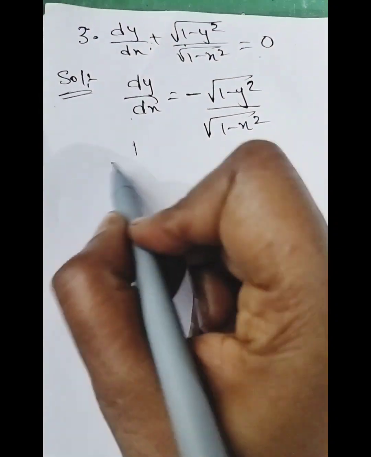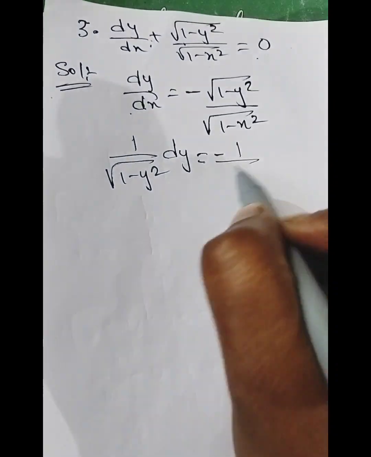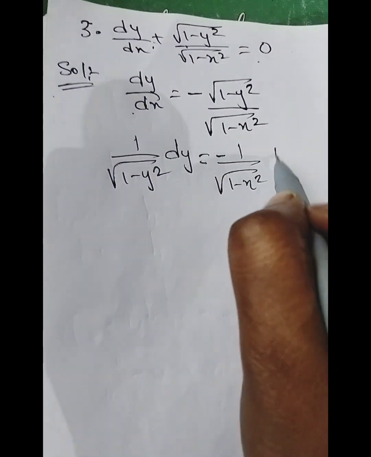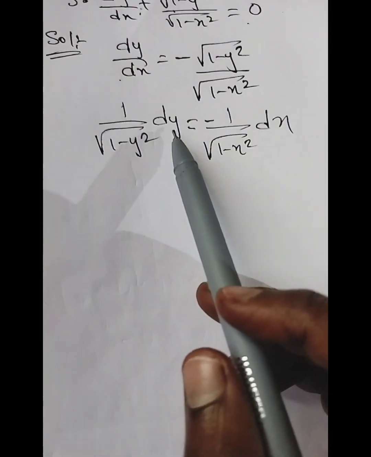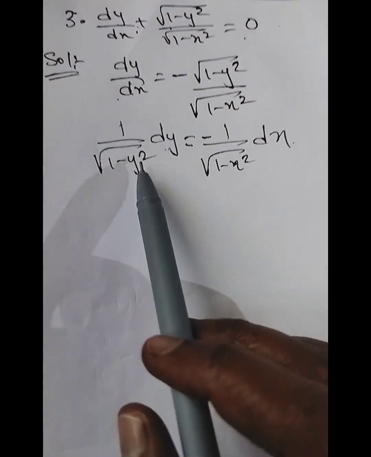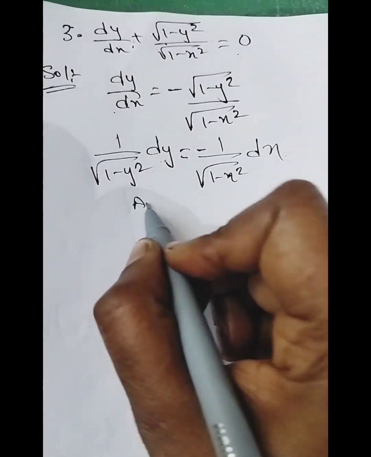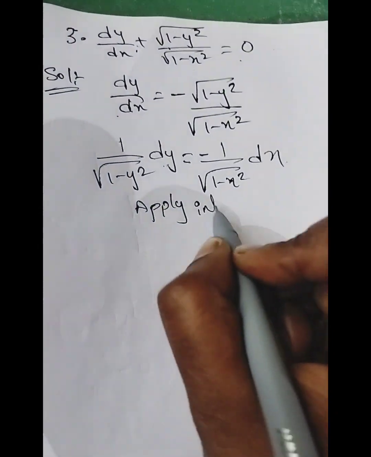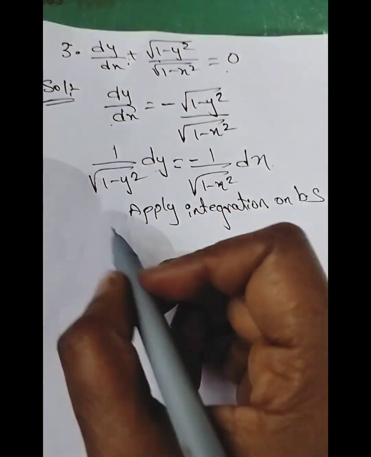So what does it become? 1 by root of 1 minus y square dy equal to minus 1 by root of 1 minus x square dx. So now we have separated the differentials, that means x and dx terms, y and dy terms we have separated. Next step is what? We need to apply the integration on both sides. Apply integration on both sides. So what do we get?